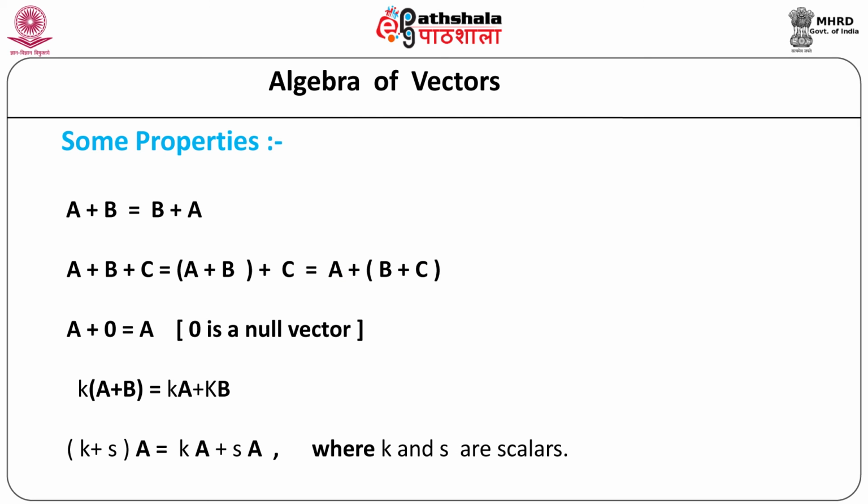One must know some results or properties collectively referred to as algebra of vectors. It includes properties like commutative, associative, distributive and many others. Some of the properties are as shown.